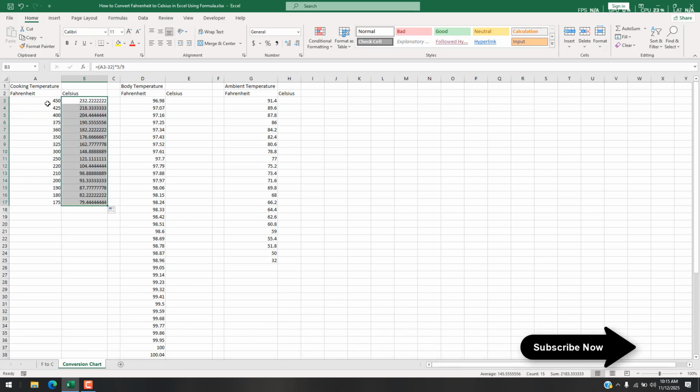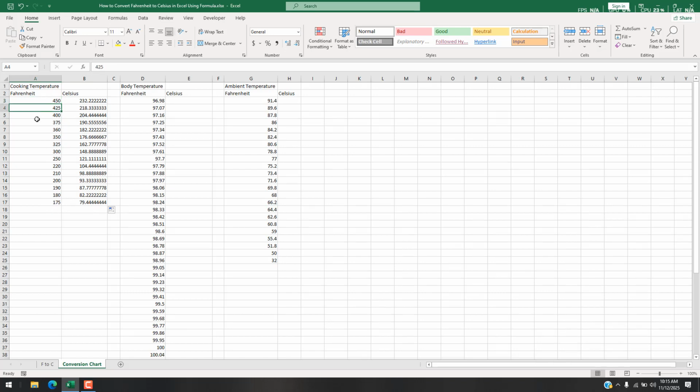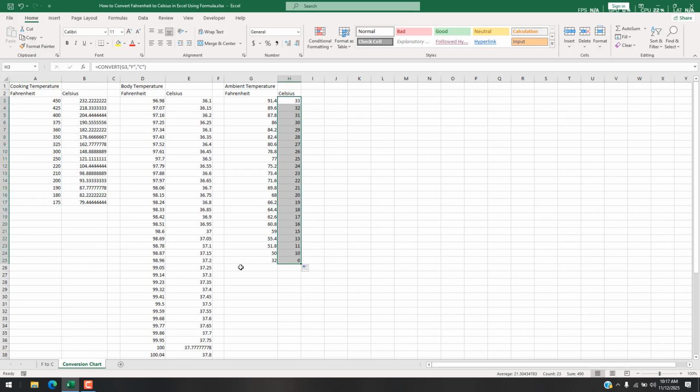So here we have all the cooking and baking temperatures: 450 degrees Fahrenheit, 425 degrees Fahrenheit, 400 degrees Fahrenheit, and here you can see 190 degrees Fahrenheit, and we have converted all of them to Celsius. So this is how you can convert Fahrenheit to Celsius in Microsoft Excel. There are several ways, and in this video we have learned basic mathematical calculation in Excel, and this is what I wanted to show you.